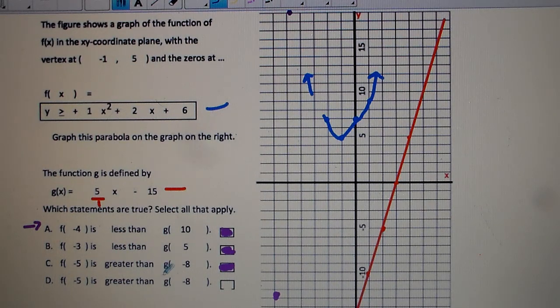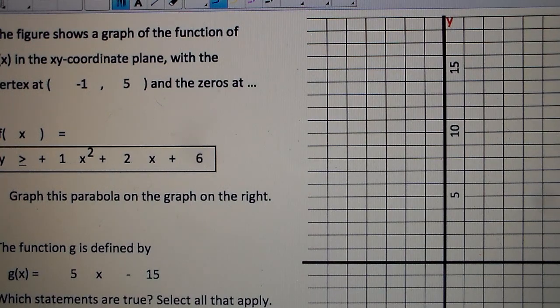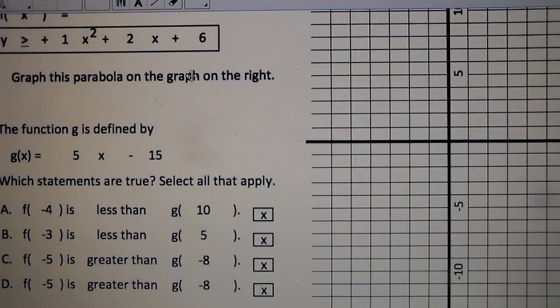Now, is f of negative 5 greater than g of negative 8? Yep, that repeats itself. So you know that's true again too. Which means all the answers are marked correct. Good.